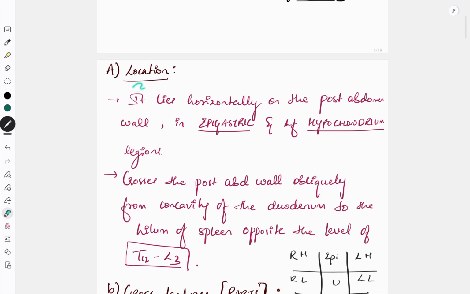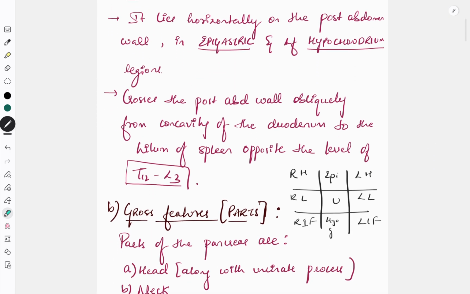So first let us get started with the location of the pancreas. The first thing is that it lies horizontally on the posterior abdominal wall in the epigastric as well as the left hypochondrium regions. If you do not know, this is how the abdomen is divided into 9 quadrants. This is just a rough schematic diagram that I have drawn. So the center part is nothing but the umbilicus. This side is your right side and this is the left side.